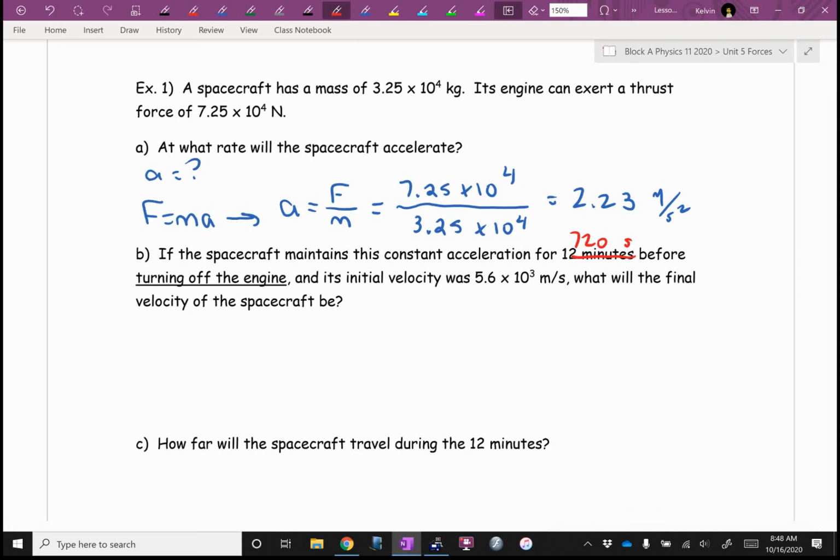Before turning off the engine, and if its initial velocity was 5.6 times 10 to the 3 meters per second, what will the final velocity of the spacecraft be? Oh, nice little bit of review. Looks like this is asking me to find Vf. Looks like Vi was 5.6 times 10 to the 3. Looks like t is 720. That's only 2 things. I need 3 things to find the fourth.